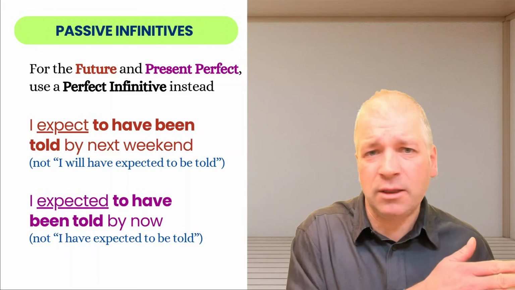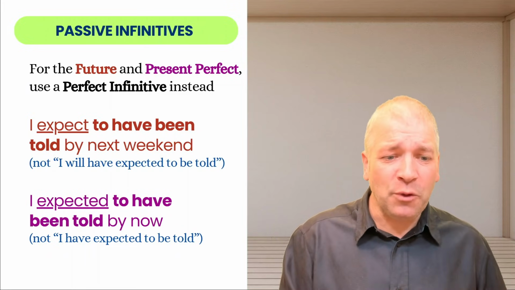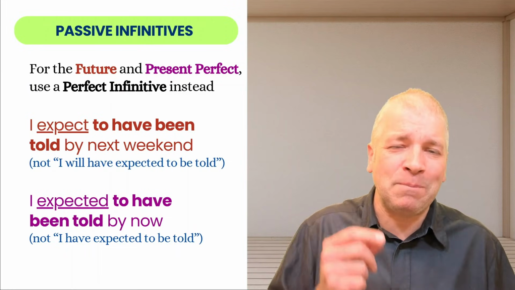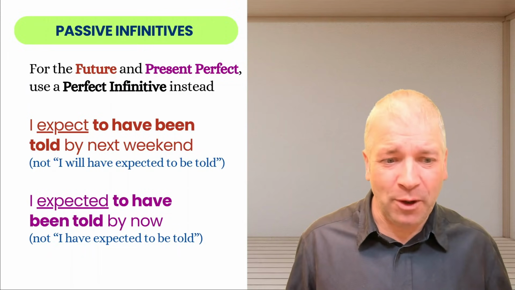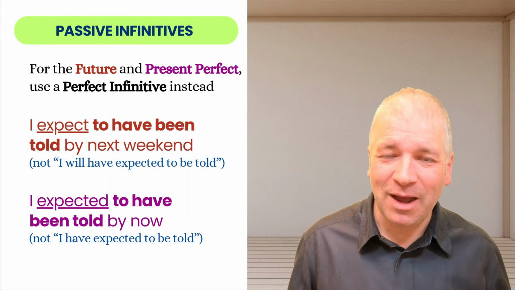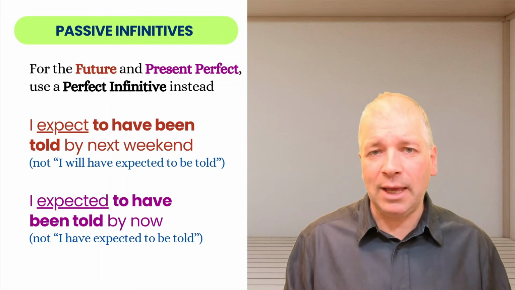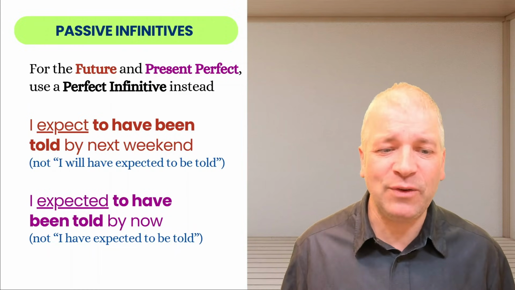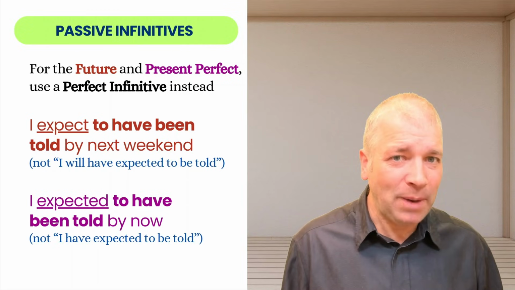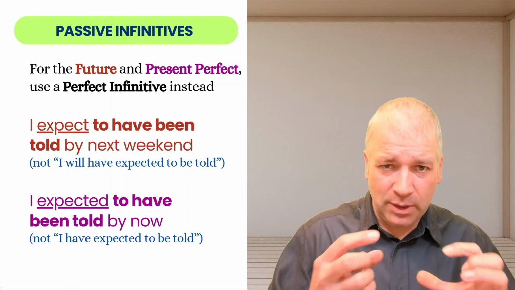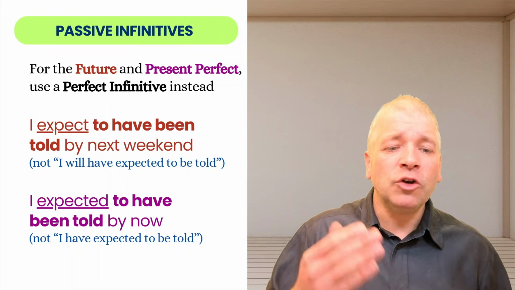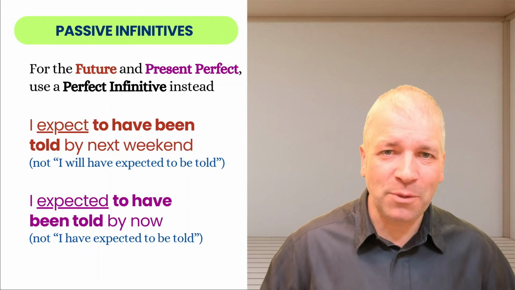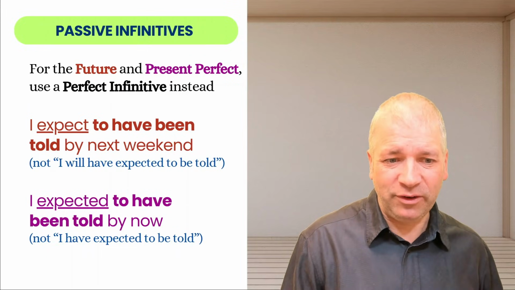You might think from what I said in the previous parts of the video that if you want to use the future perfect in this example, you'd have to change expect into the future perfect, which means "I will have expected," and then keep "to be told" the same. Not here. For the future perfect, instead, change the passive infinitive to the perfect passive infinitive. "I expect," so we're using the present simple here, "to have been told by next weekend." And this is how you form the future perfect with a passive infinitive.